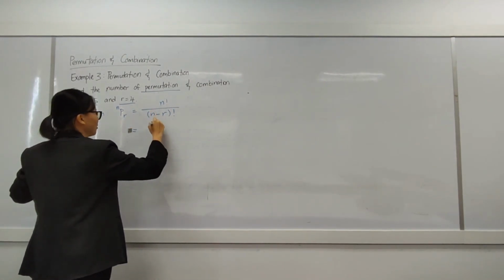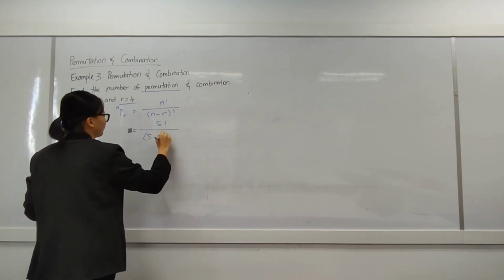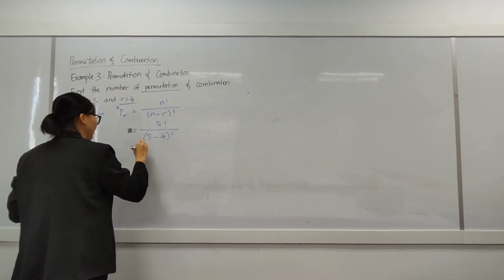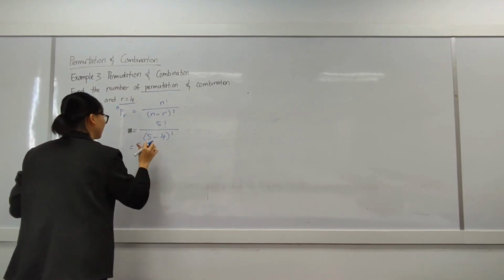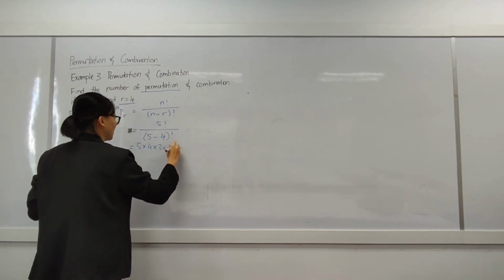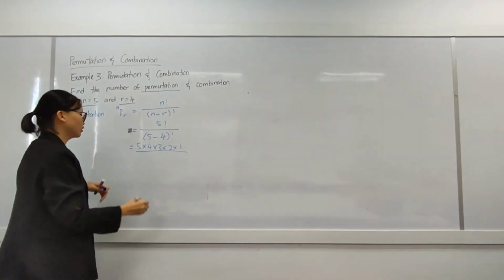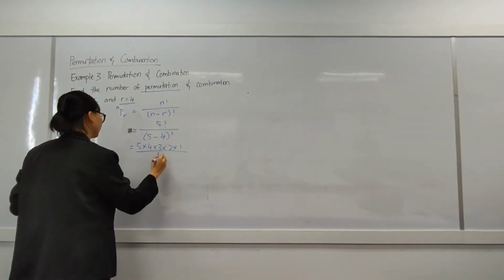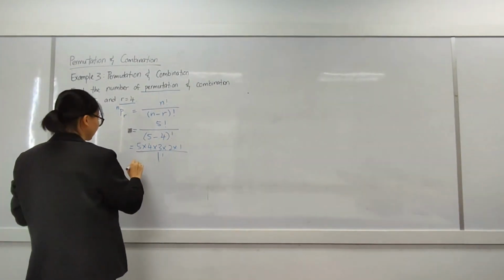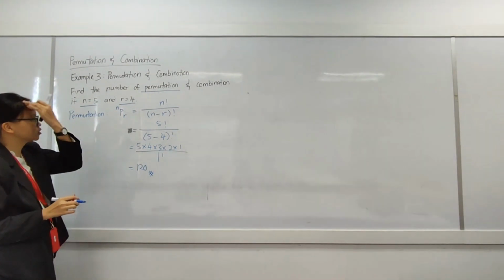So n is 5, so 5 factorial over (5 minus 4) factorial. So expanding 5 factorial, it will be 5 multiplied by 4 multiplied by 3 multiplied by 2 multiplied by 1. And then 5 minus 4 equals 1 factorial. Therefore, the answer is 120. So this is the answer for the permutation part.